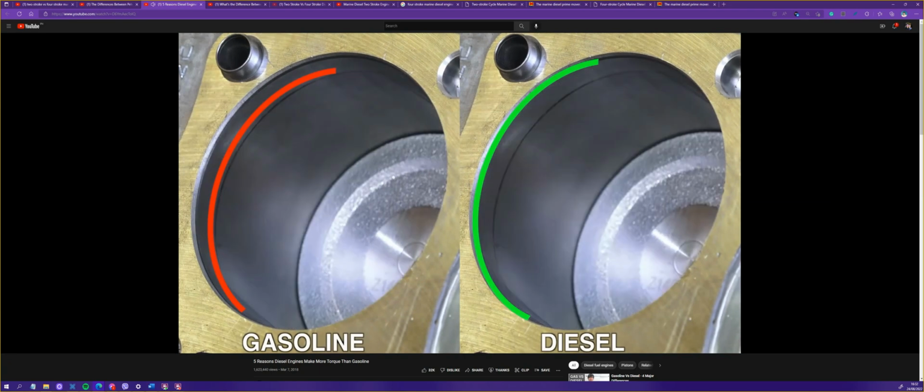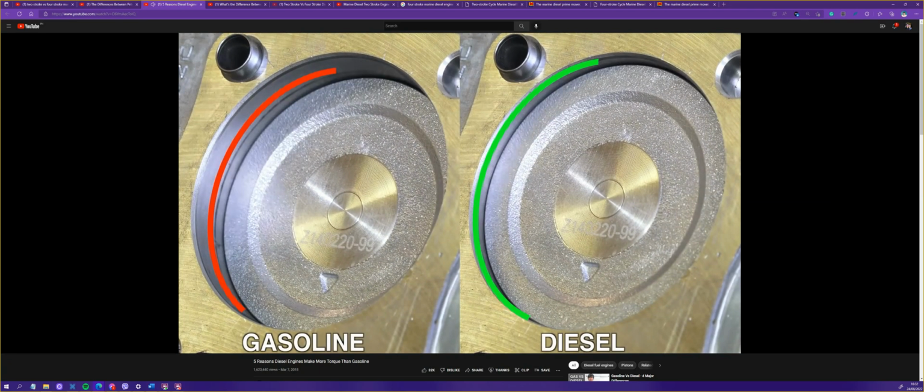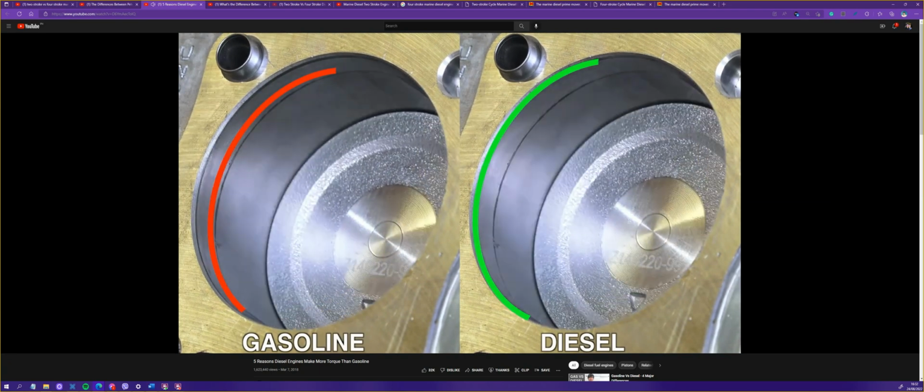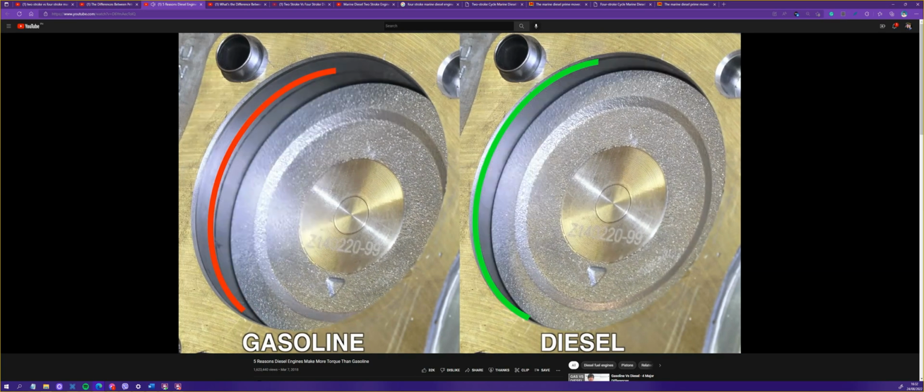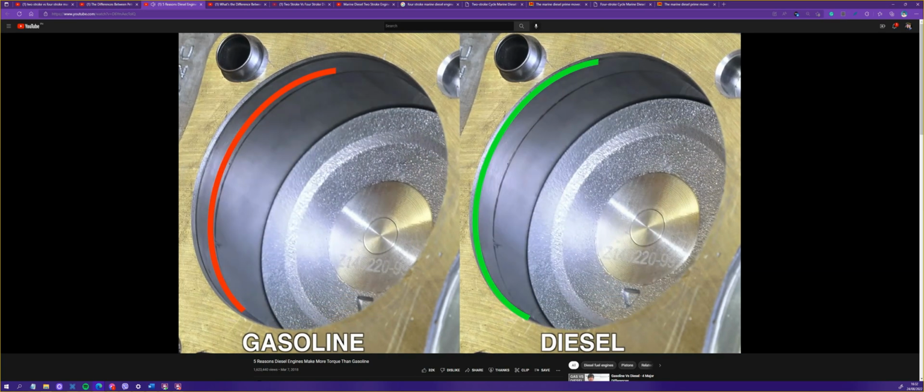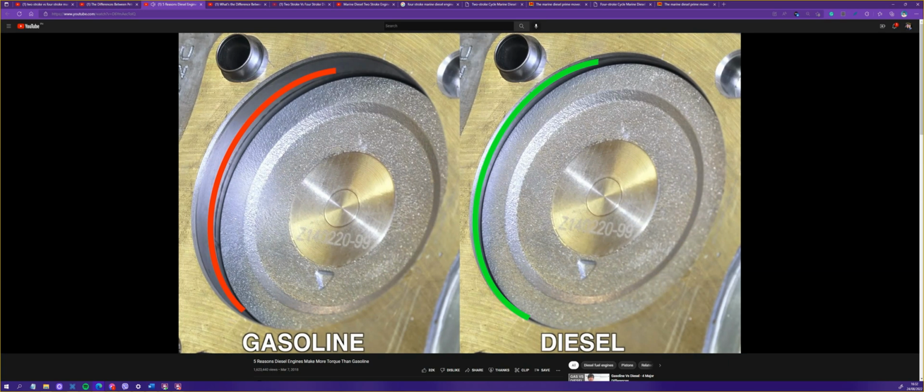So if you look at a gasoline engine, as that piston is moving towards top dead center, as it's moving upward, it's going to come to a stop sooner versus a diesel engine, which is going to continue to compress that air even further.